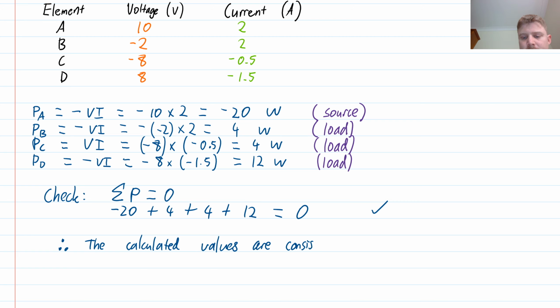If we did not get a sum of 0 here, then we probably made a mistake somewhere, and one of the voltages or the currents that we calculated was wrong. And so we go back and check those.